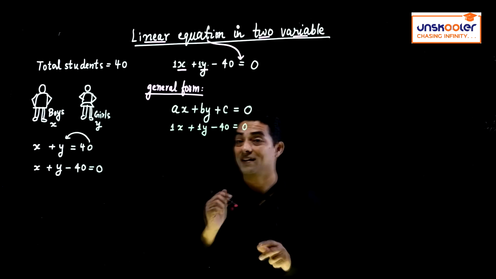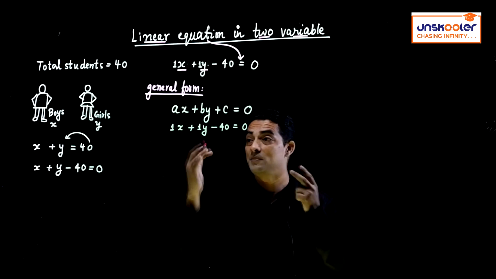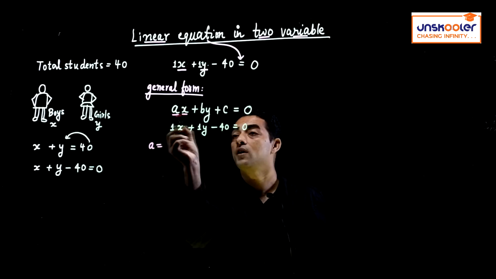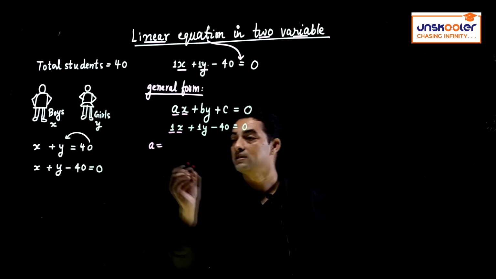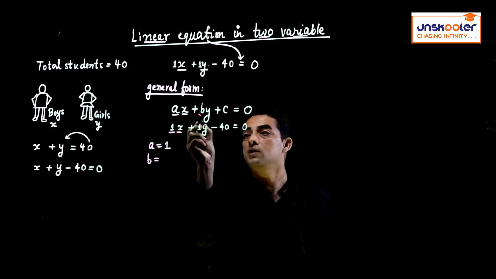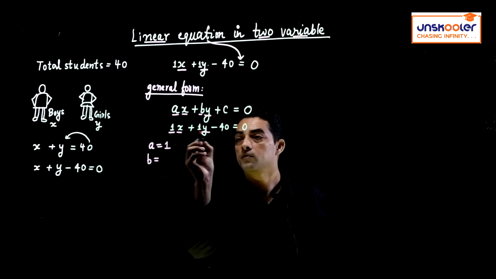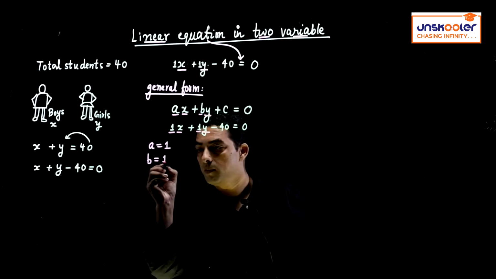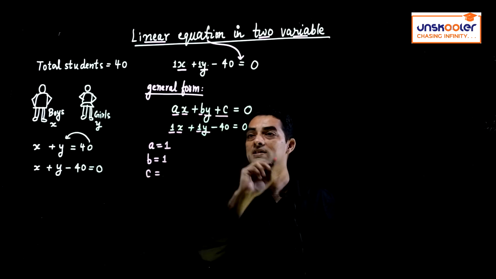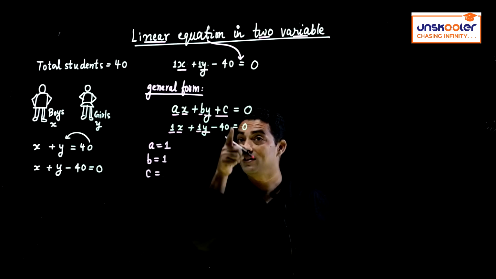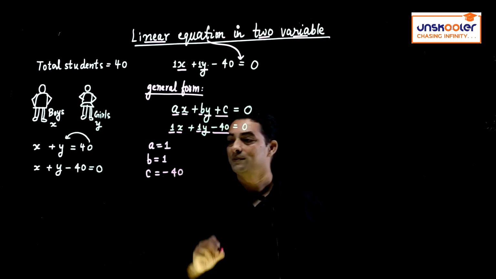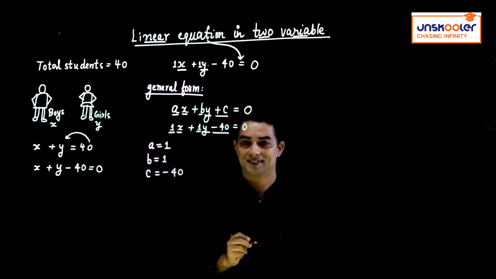To be very specific, let us try to find out what is the value of a, b and c. What is the value of a? See, a is always in front of x. What is in front of x is 1, so a becomes 1. Let's find out what is b. B is always in front of y. In front of y, we have got 1, so b will be 1. What is c over here? Whatever is left without a variable is called c. So here it is negative 40. That becomes the value of c.